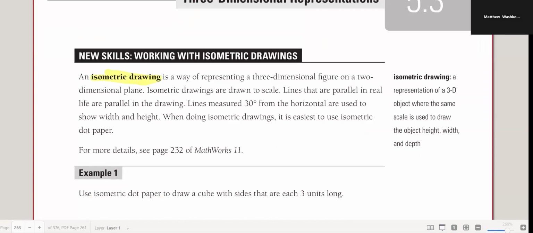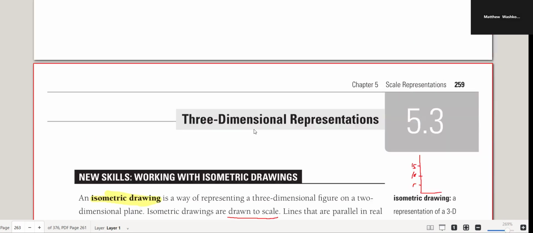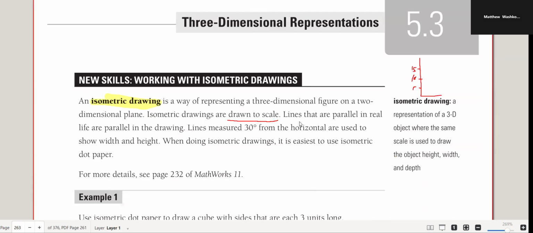Now, one thing to note is that these are drawn to scale. Just like in a graph, if I say this is 5, this is 10, this is 15, it goes up at the same rate. It's the same thing. It's drawn to a scale. Lines that are parallel in real life are parallel in the drawing. It is a hyper accurate drawing, so detail is critical.